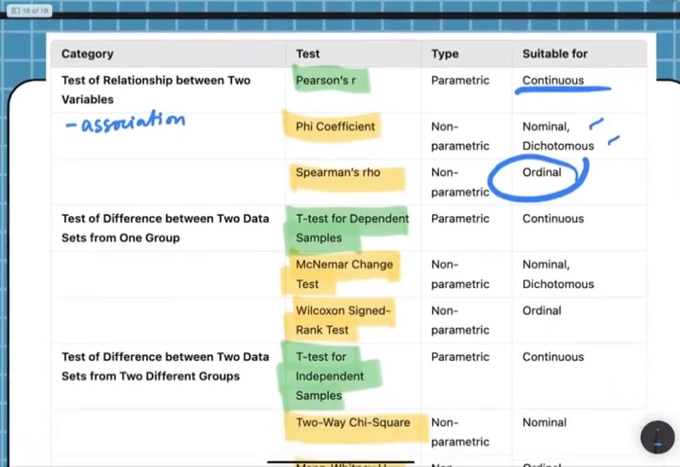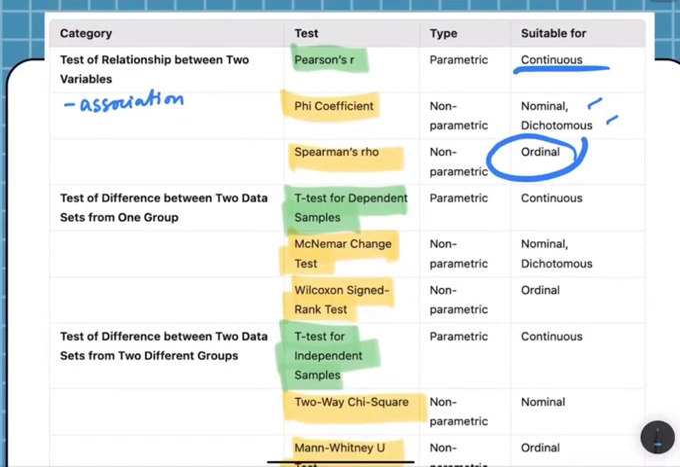Now, if we wanted to test for difference between two data sets from only one group, meaning only one group produces two data sets, this category tests differences in measurements taken from the same group under different conditions. So for continuous data, we do your t-test for dependent samples, as a parametric test comparing means. We do your McNemar for nominal or dichotomous data, or your Wilcoxon signed rank test, another non-parametric test used with ordinal data for comparing two related samples.